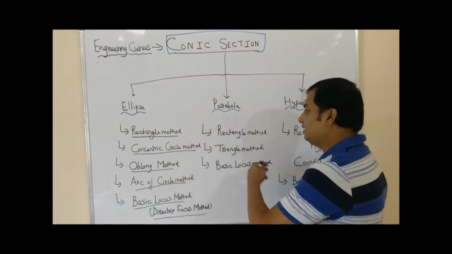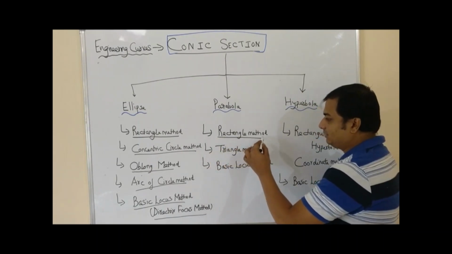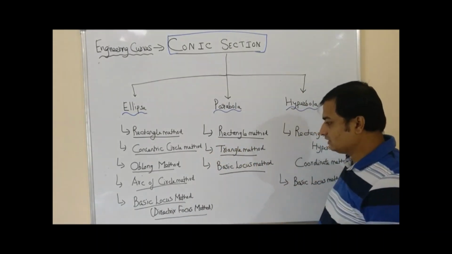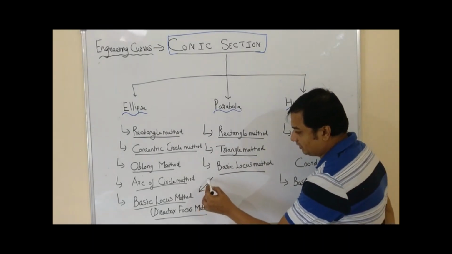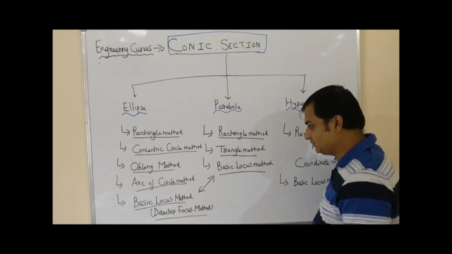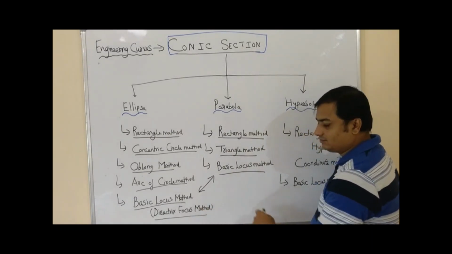If we talk about parabola, the first method is rectangle method, second method is triangle method, and the third is basic locus method. Again, both methods are same, only there is a slight difference in both the methods. So it's also known as directrix focus method.